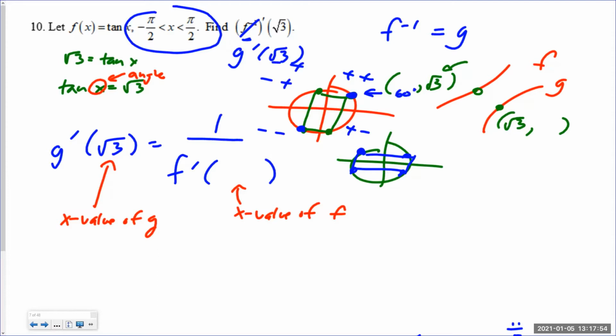It's 60 degrees. What is that in radian land? Pi over 3. So this is actually pi over 3. All right. So this angle here is pi over 3, which means this x here is equal to pi over 3. This is the x value of my f. So this over here is pi over 3, this over here is pi over 3, and this over here is pi over 3. This is the x value of my f.